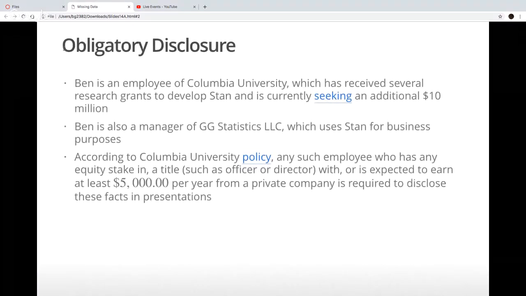As usual, I'm an employee of Columbia seeking to develop grants, developing Stan. Actually, in the last week or so, we were promised an additional grant for developing Stan. So this is not just ancient history, it's an actual ongoing conflict of interest due to using Stan outside of Columbia, creating the appearance of conflicts of interest and whatnot.